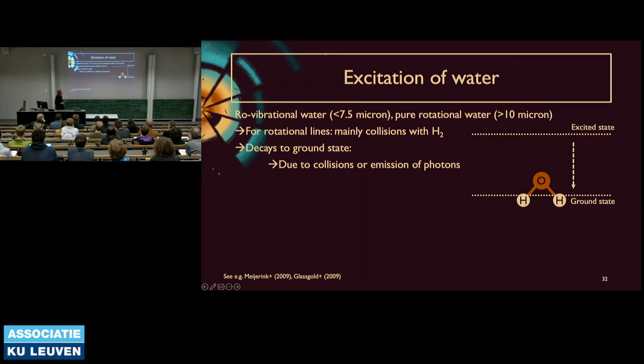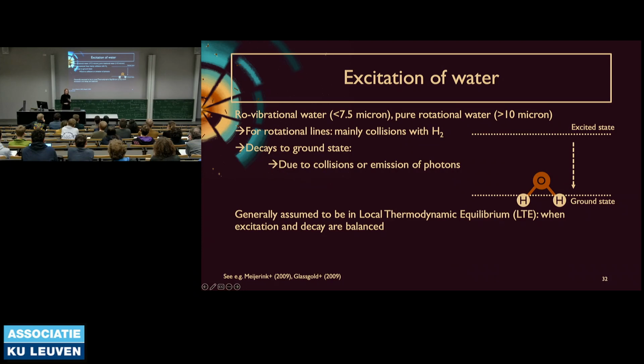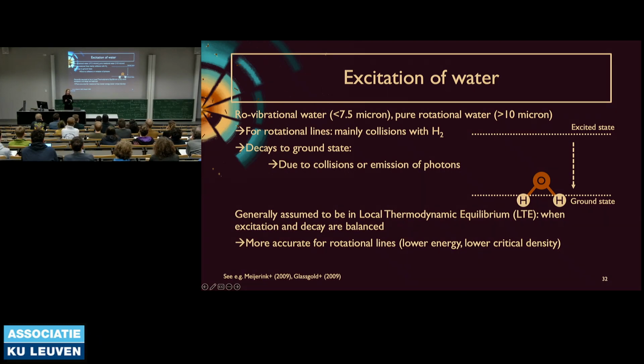So it decays to the ground state due to collisions or emission of photons. And usually for the rotational lines, you can assume that it is in local thermodynamic equilibrium, which means that the excitation and the decay are kind of balanced. In that case, whatever you're tracing as an excitation temperature is actually equal to the gas temperature, which is very nice, because that means that if we get our properties from our emission, we know what the gas temperature is.